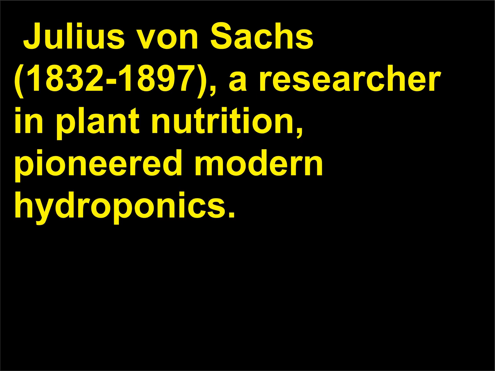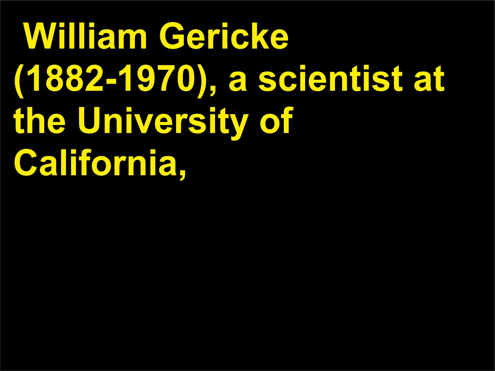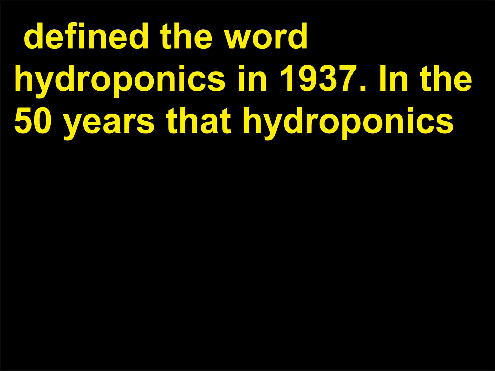Julius von Sachs, 1832–1897, a researcher in plant nutrition, pioneered modern hydroponics. Research plants have been grown in solution culture since the mid-1800s. William Garrick, 1882–1970, a scientist at the University of California, defined the word hydroponics in 1937.